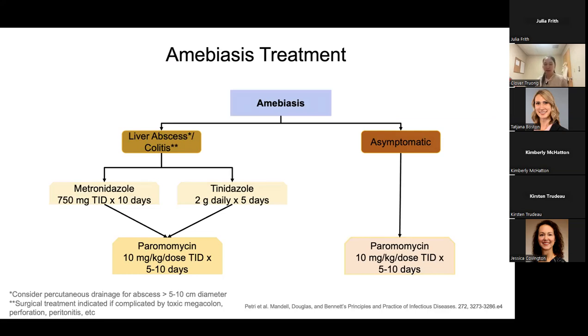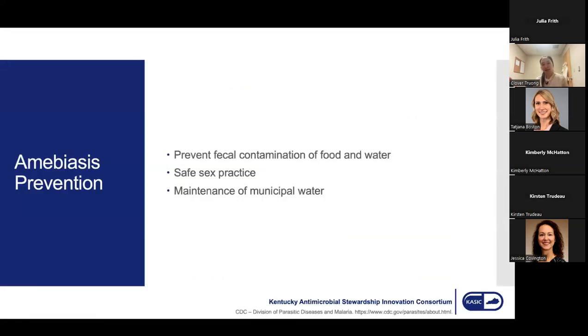If the patient has a very large liver abscess, greater than 5 to 10 centimeters, we want to do a percutaneous drainage as well for source control. And if the patient has colitis complicated by toxic megacolon, perforation, or peritonitis, then surgical treatment might be indicated. In terms of prevention, nothing is special. It's very similar to Cryptosporidium. We want to minimize the chance that we ingest fecally contaminated food and water, practice safe hygiene, and make sure the water we drink is safe.